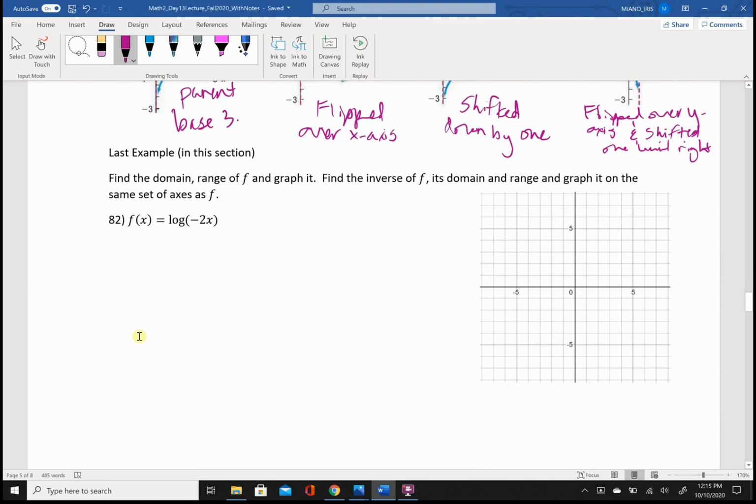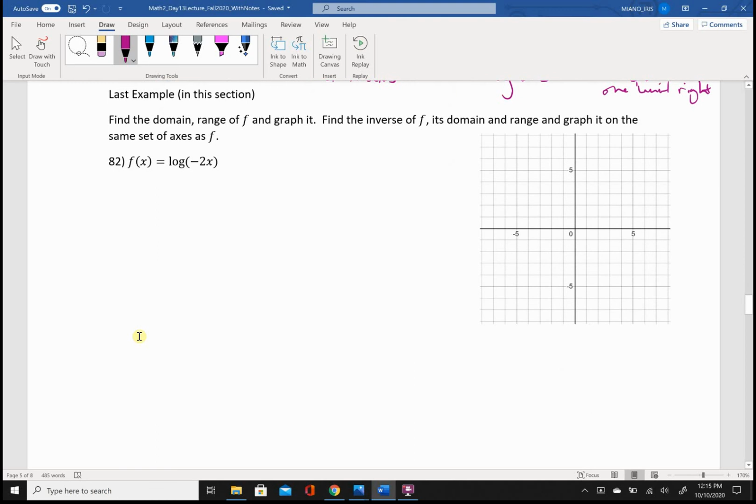Now, here is the last example in this section, in which I want to take this logarithmic function given in number 82, the log base 10 of -2x. That's why there's no base explicitly written there. Again, when you see no base and you see the log, it's base 10. If there's no base but it's an ln, that's base e, but that's a different one. Okay, so I want us to find the domain and range of f and graph it, and then find the inverse of f, which is going to be the exponential counterpart, and get its domain and range, and graph them on the same set of axes as f, okay?